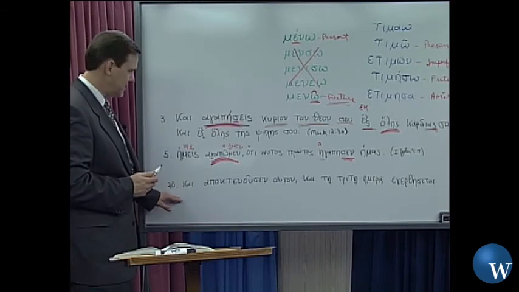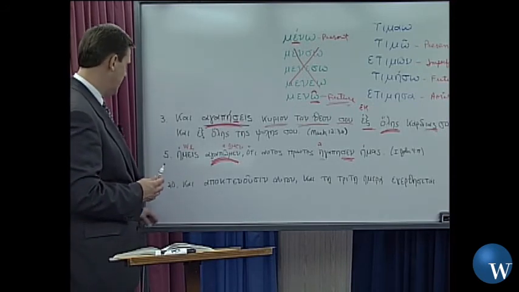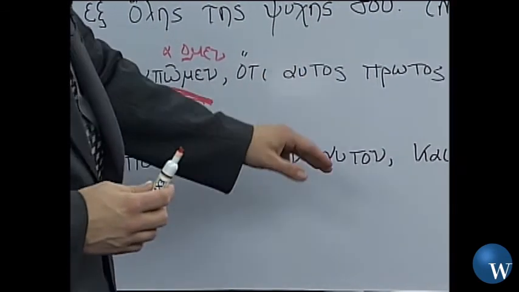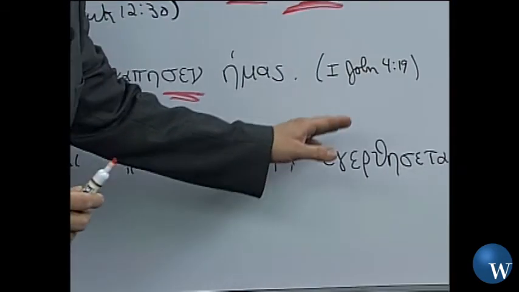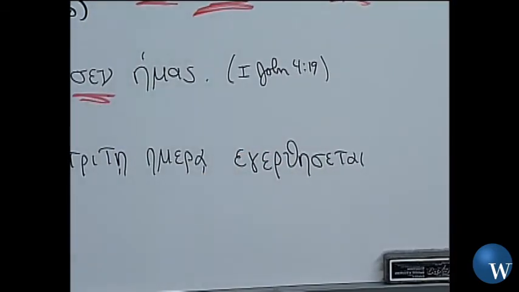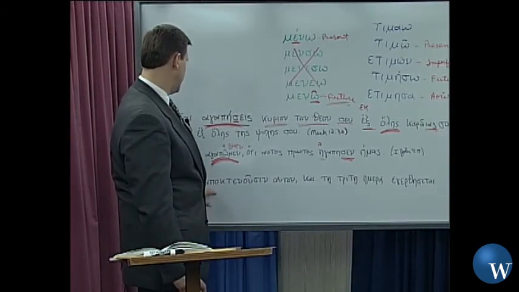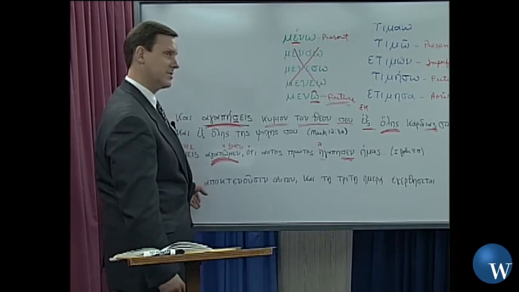Okay, well, here is our last sentence now. Number 20 in your textbooks. Kai apekteinousin auton kai te trite hemera egerthesetai. Now, notice that we have kai here, so and, or both. We'll just have to see how that works out.